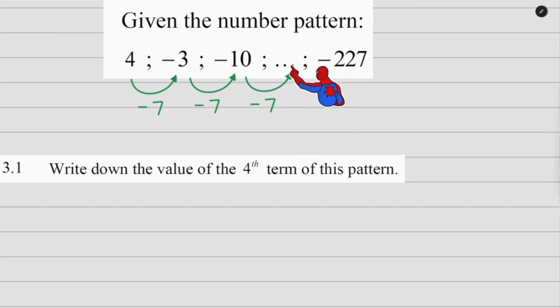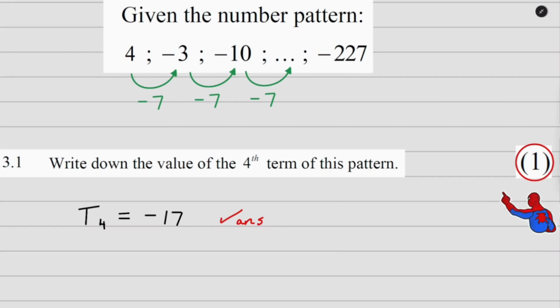So to get the fourth term, I'm just going to say minus 10, minus 7, and it's going to pop out the fourth term to be minus 17. And we simply write it down as they instructed us to, and say term 4 has value of minus 17. And you're just going to get 1 mark for your answer over there.